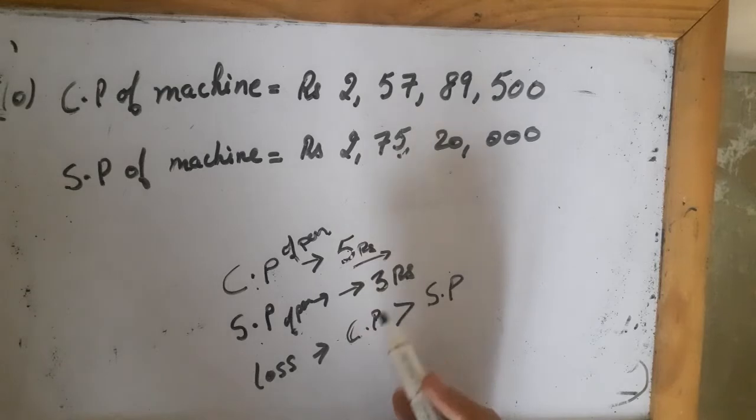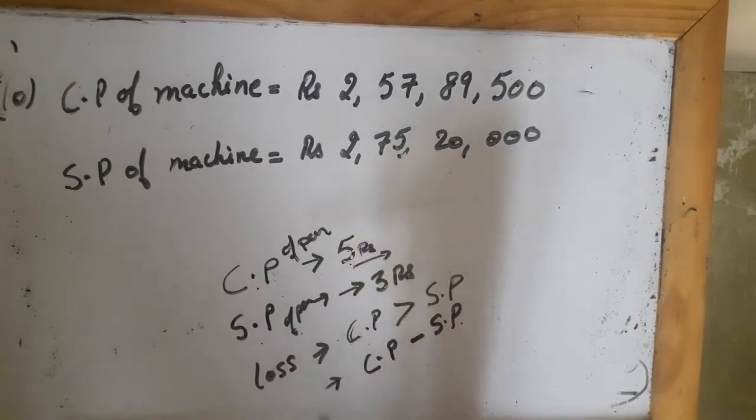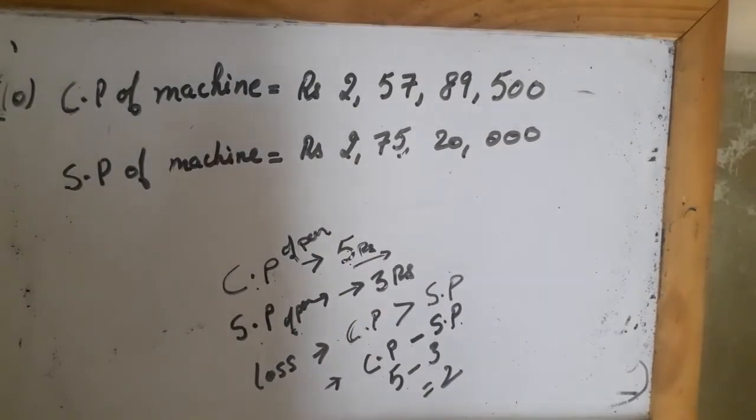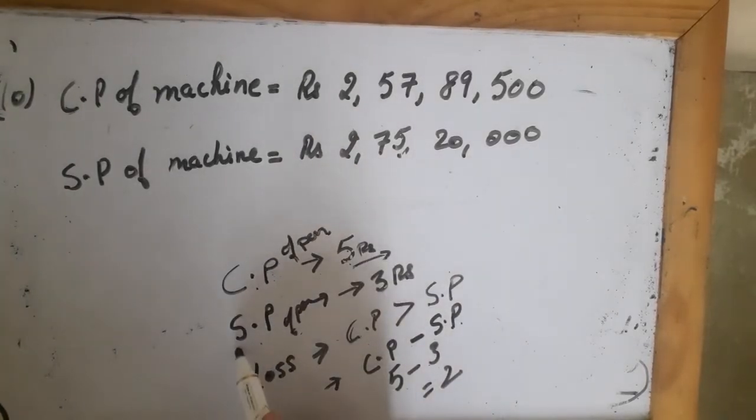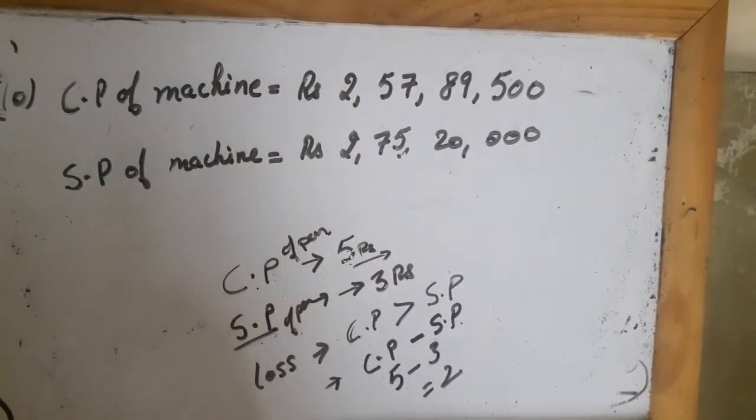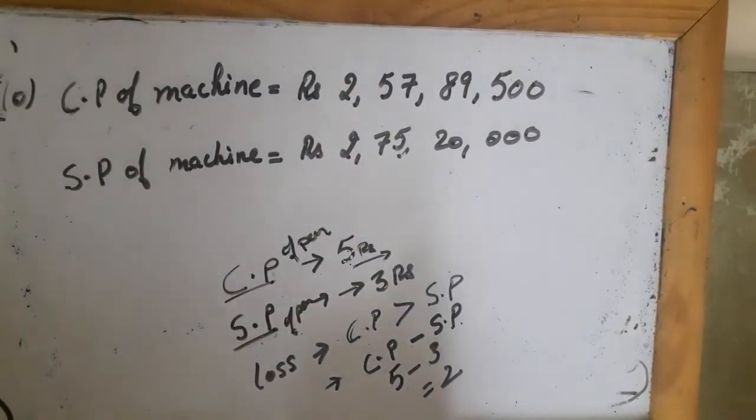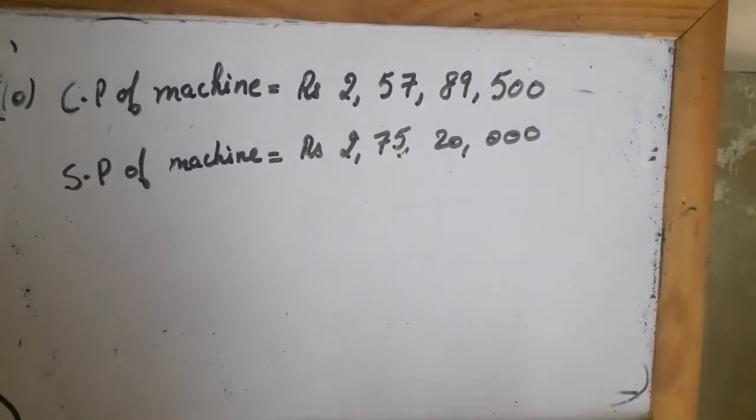Now CP is bigger, so how can I find the loss? By subtracting CP minus SP. From CP, if I subtract SP, because my cost price is bigger, so 5 minus 3, I get 2. So I had a loss of 2 rupees. So when do we have profit? When selling price is more, then we have a profit. But when CP is more, then we have loss. So this you must keep in mind before attempting question number 10 and 11.